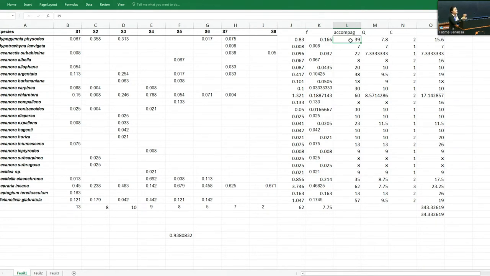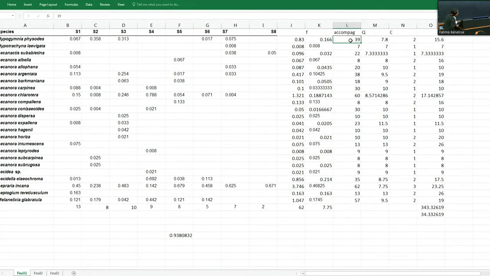So 39 is the number of accompanying species of the first species. For it, it's 12, yes, 12 plus 7 plus 9 plus 6 plus 1. Yeah? Yes?